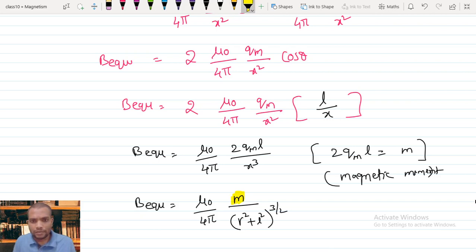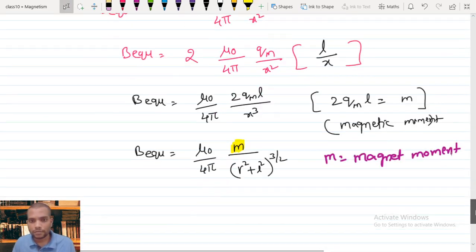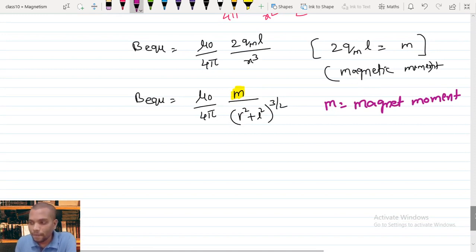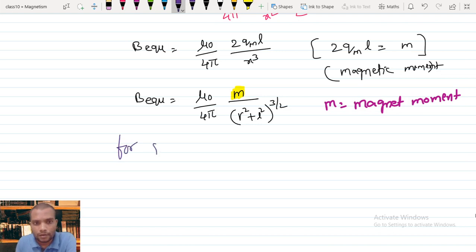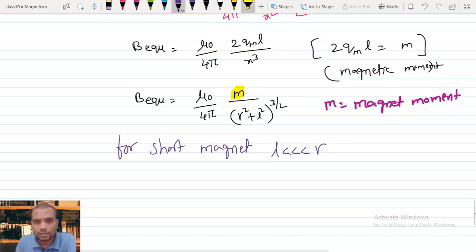Here M is a very important character, my dears. M equals magnetic moment, just like dipole moment. And let us use a condition. The condition is for a short magnet, that is, L is very much less than R. The distance L is comparatively negligible. Now finally this expression will change.